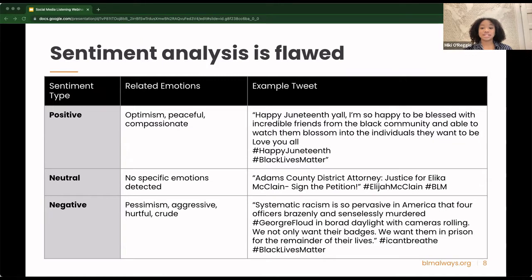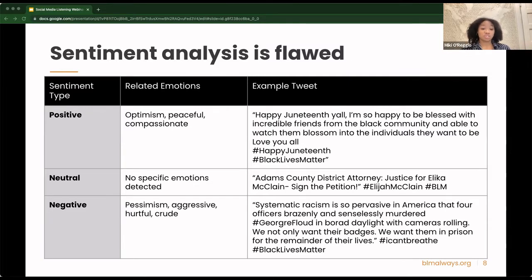And just as easy as it was for the algorithm to say that the majority of tweets were negative, and for us to understand that as anti-BLM, it's just as easy for other cultural contexts to get lost in the algorithms and therefore not necessarily translate to the strategies that we form for our organizations as a result of these insights. Another example is at the top, for the positive tweet.